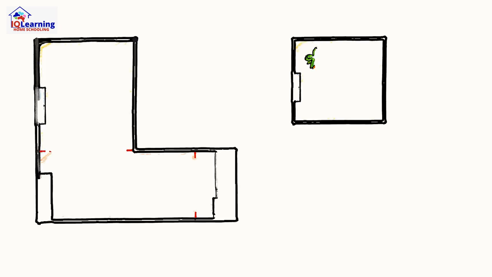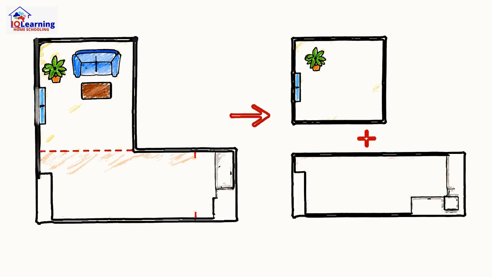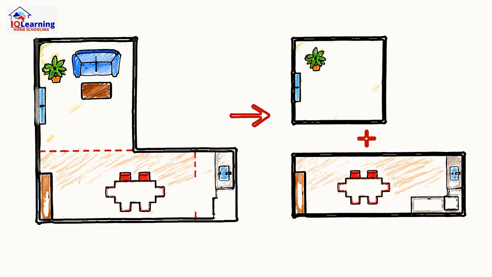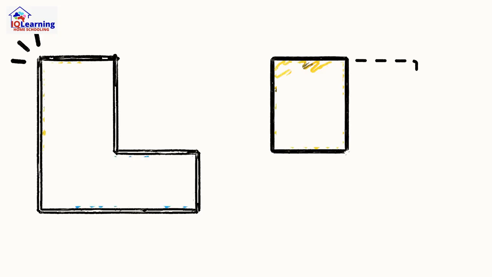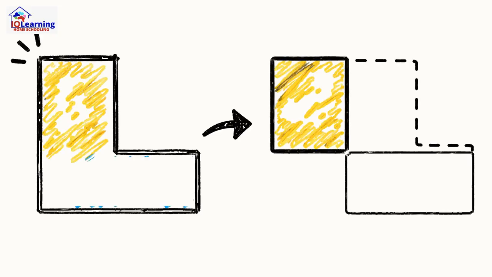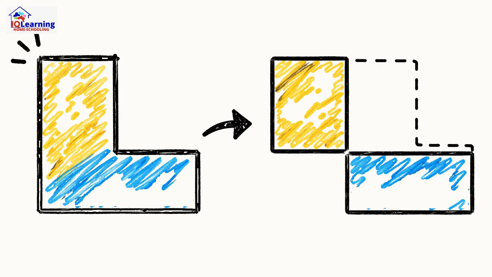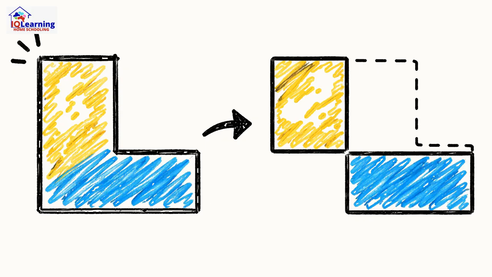Look around you. The floor plan of your house, that L-shaped playground, they aren't perfect squares. They're compound shapes. They look tricky, but they have a secret. They're just simple rectangles hiding in plain sight. Let's deconstruct this geometric puzzle.